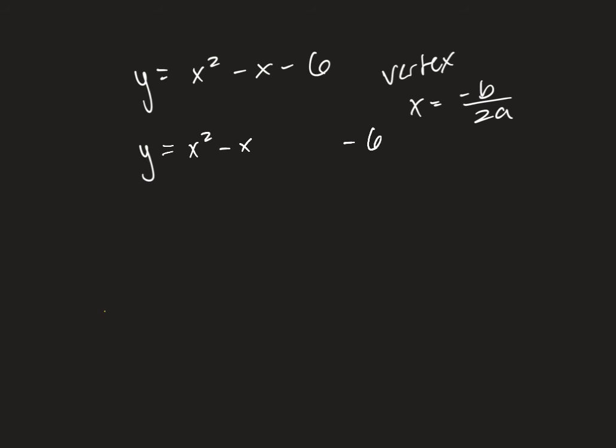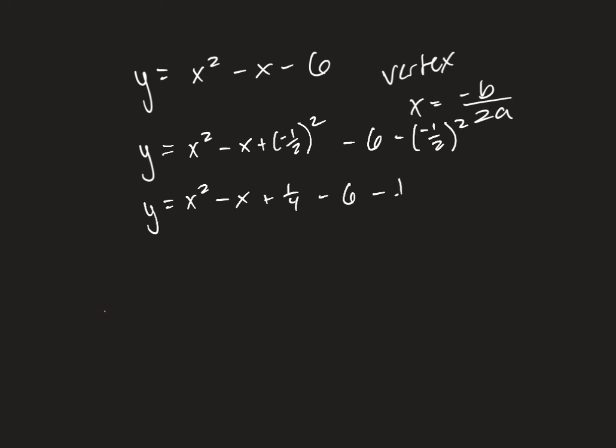Now I'm going to add my b value, negative 1, divided by 2 all squared. And this is going to create my perfect square in completing the square. But when I add it, I have to subtract it, so I have to cancel it out and balance out the equation. So I have minus negative 1 over 2 all squared. So now I can rewrite this, and I have x squared minus x plus a quarter minus 6 minus a quarter. So we have the same equation that we started with, just plus and minus 1/4, which cancel out to be 0, so we haven't changed anything.